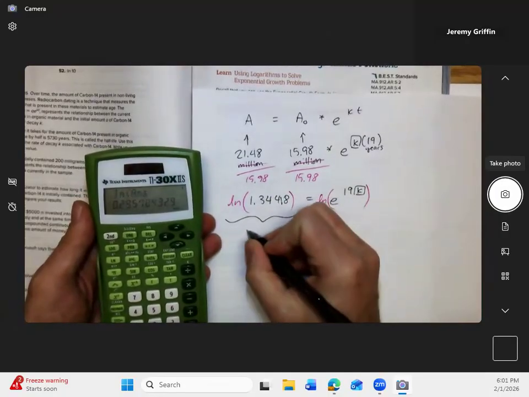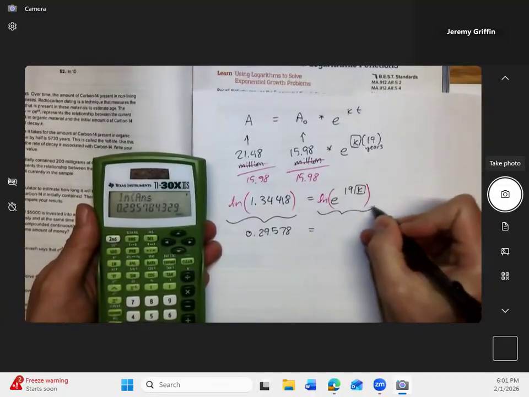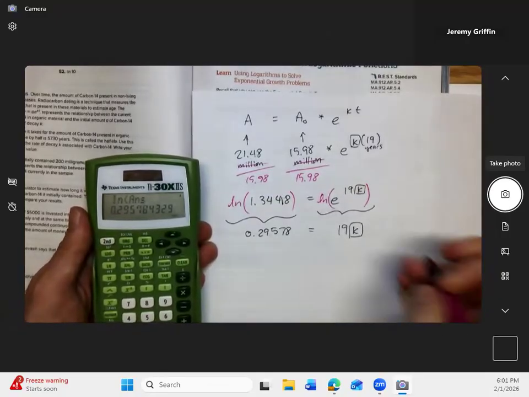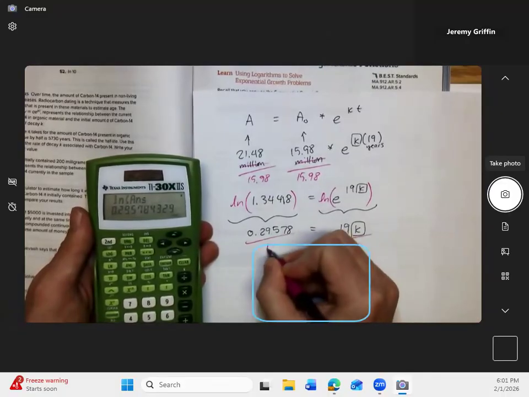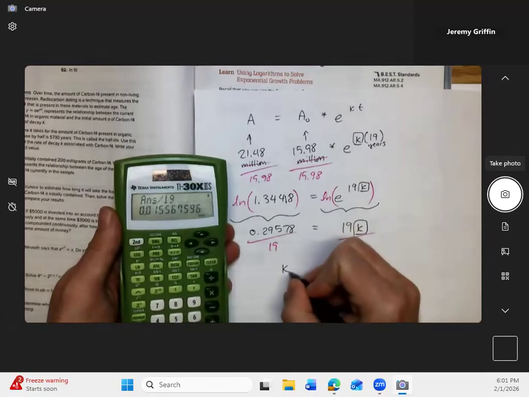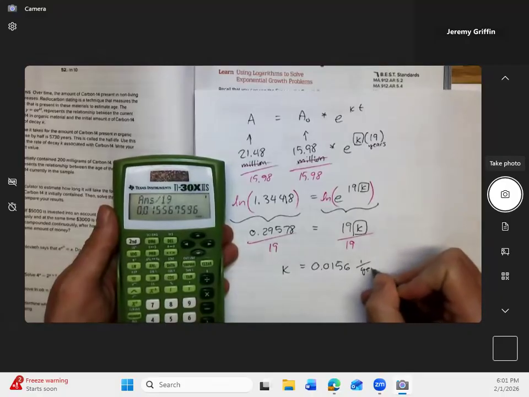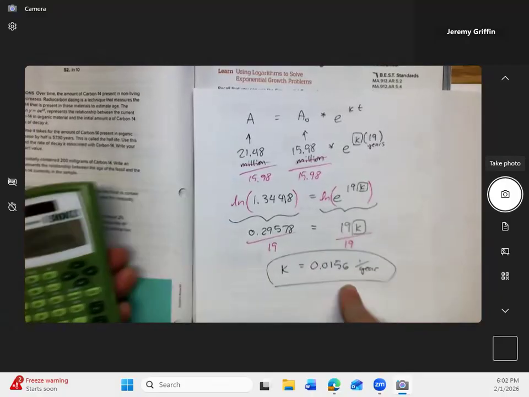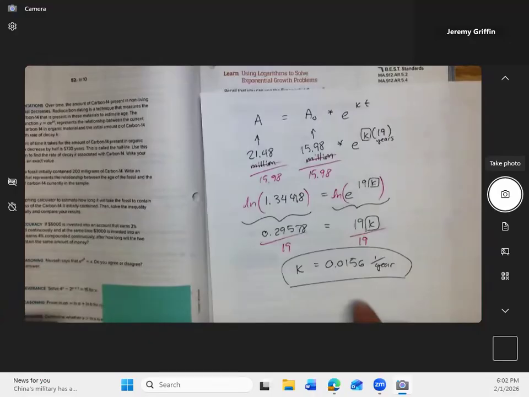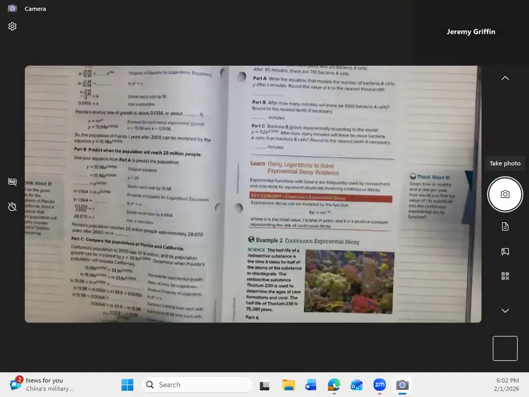All this comes out to 0.29578 is equal to, and all this right here is just 19k. Remember your log rules. Divide both sides by 19. Let's see if we got the same thing. Yep, that's the same. So k equals 0.0156, that's 1/years, with a unit. Same thing your book is saying, and same thing Desmos got, to like the 10,000th place.